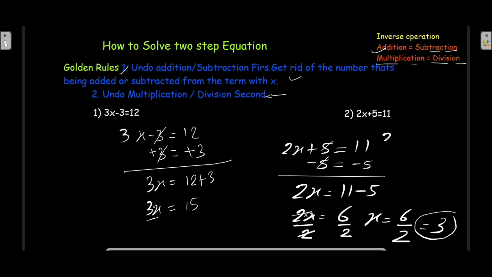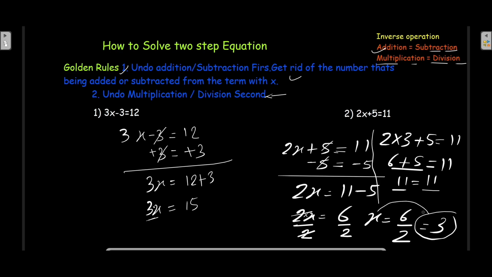So 2 times x means 2 times 3 plus 5 is equal to 11. 2 times 3 is 6, plus 5 is equal to 11. So 11 is equal to 11. The left-hand side is equal to the right-hand side, so our answer is correct here. It is verified that x is equal to 3 is correct.